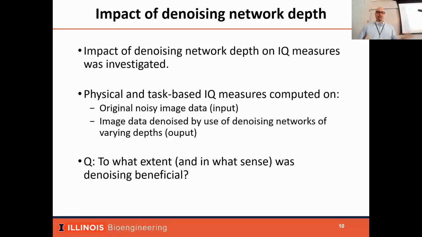Okay. And what we looked at was we wanted to understand how does the depth of the network affect the signal detection performance on the denoised images. So we computed, in this case, both physical and task-based image quality measures on the original noisy data and then also on the denoised image data. And again, we wanted to understand what the denoising operation did to task performance.